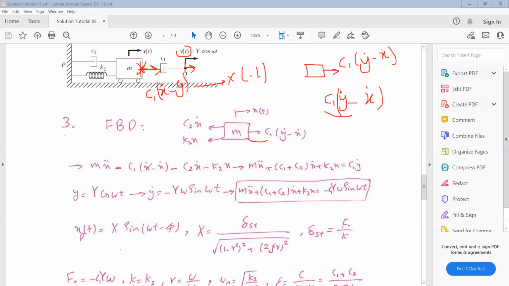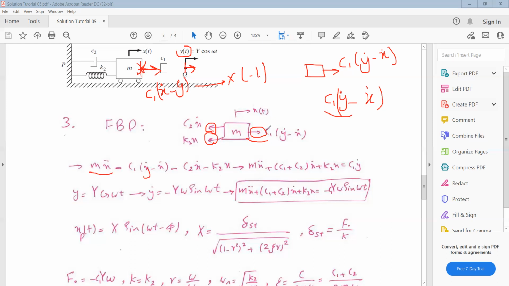I mean, here we will have C1, this is of course y dot, C1 times (y dot minus x dot) because the direction is positive, minus C2 x dot because the direction of this force is negative. The direction of the force of the spring is negative again, and it must be equal to m x double dot.